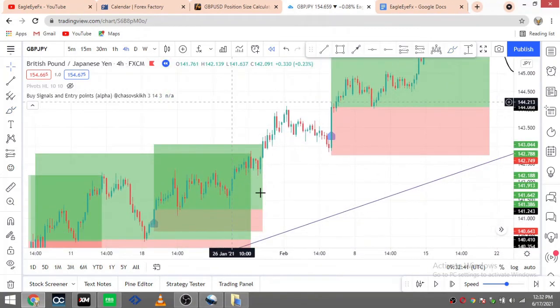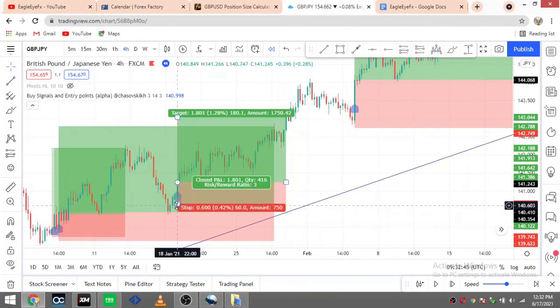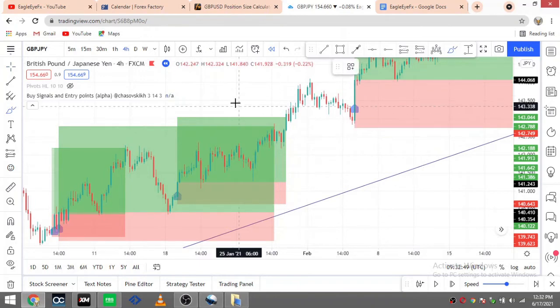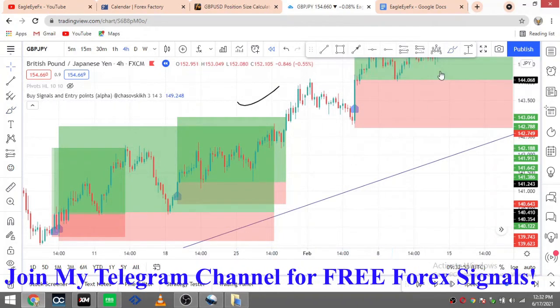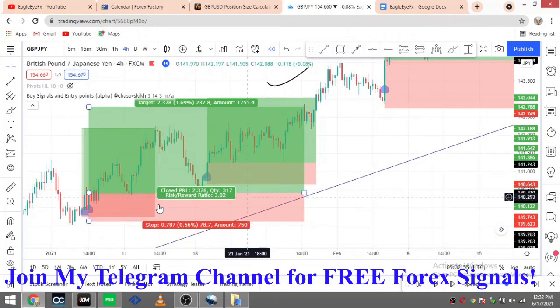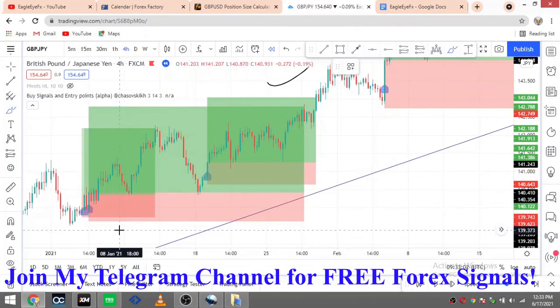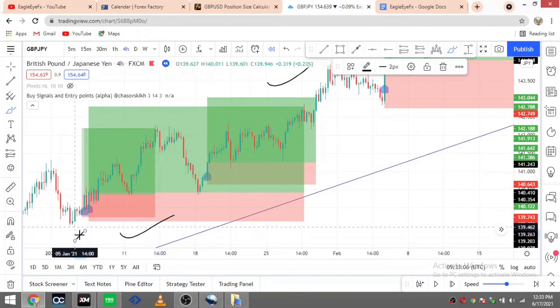Then here you can see there was another one. There was another one here. We opened, put our stop loss just below, and this one was also a beautiful win. Let me delete this. Then inside here, there's another one. This one also was a beautiful win. There was a win here, and this one here, it was a loss. So we lost that one.